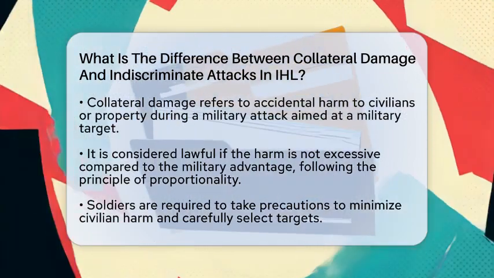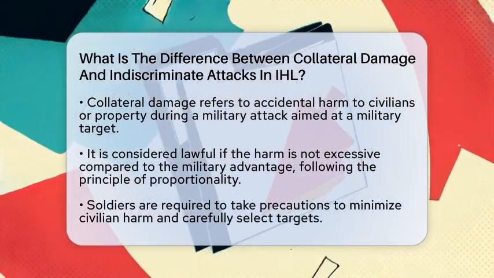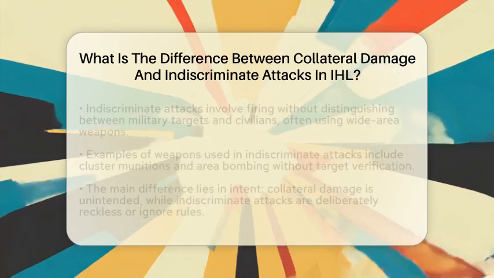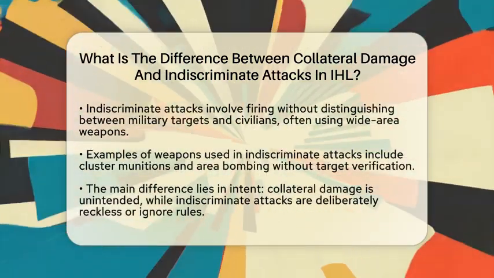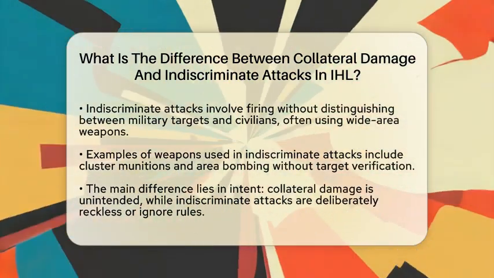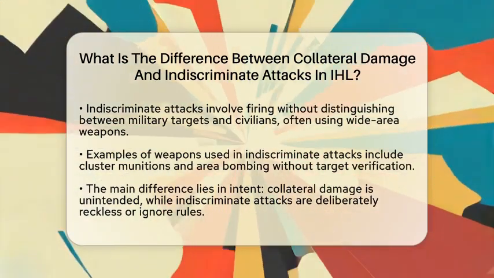Collateral damage happens when a military attack hits a target but unintentionally harms civilians or their property. It's like when soldiers aim at a military building, but some nearby homes get damaged. The law says this is okay only if the harm is not excessive compared to the military advantage gained. This is called the principle of proportionality.